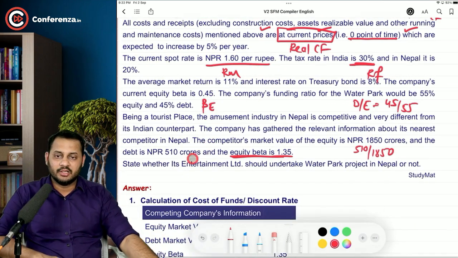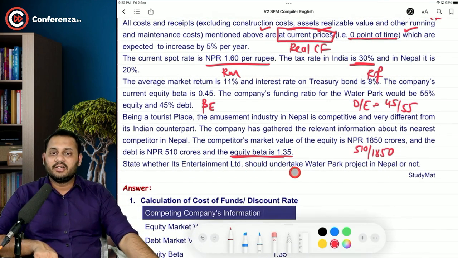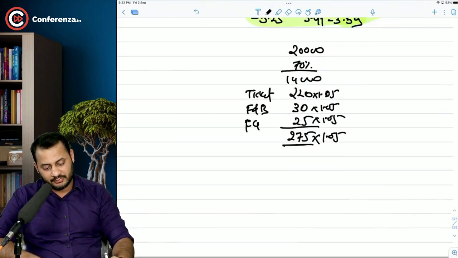I will just explain that. State whether Its Entertainment Limited should undertake the water project in Nepal or not. I will explain it to you step by step.